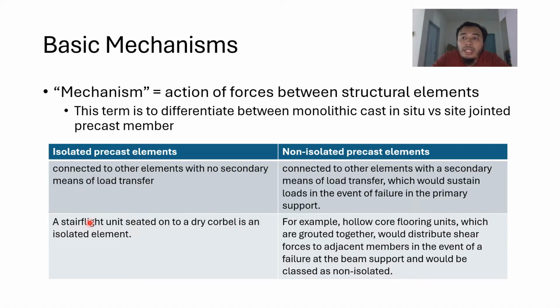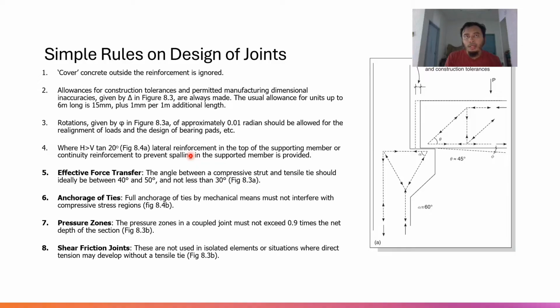But for non-isolated precast elements, an example of a component would be hollow core flooring units, which are grouted together between the floor. In the event of a failure at the beam support, the adjacent floor would support the neighboring floor, so that even though the beam failed at that section, it will still be attached to the adjacent floor. So that is an example of a non-isolated precast element. It helps you categorize the type of precast elements.